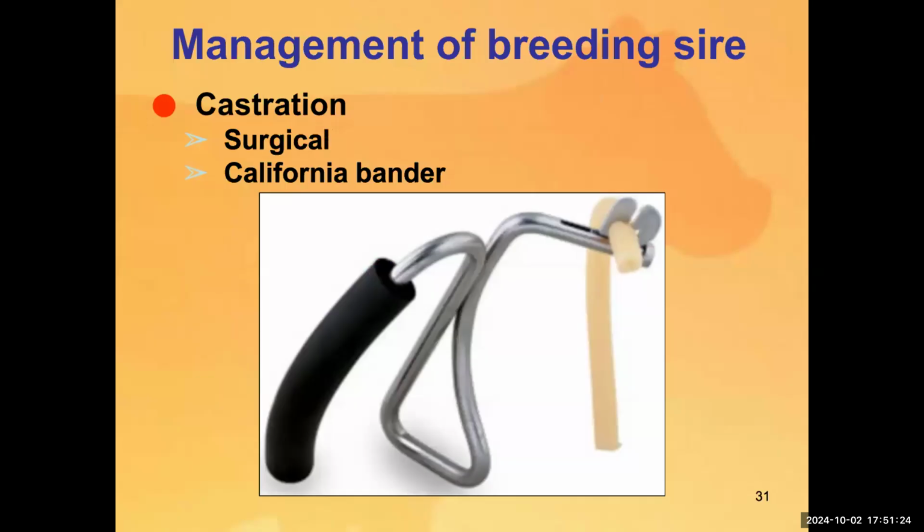So this is what we call the California bander. Same concept as the illustrator earlier, but because we're now dealing with a bigger scrotum, you have to use a bigger band for this one. So there's a different way of applying this. You can search it on the internet. They have a tutorial for that.